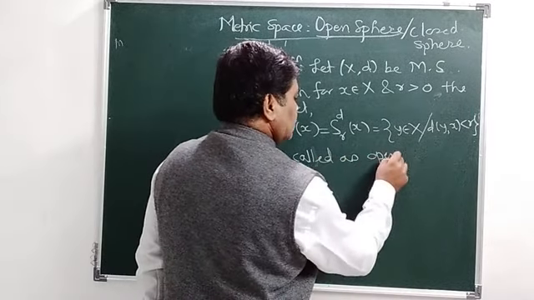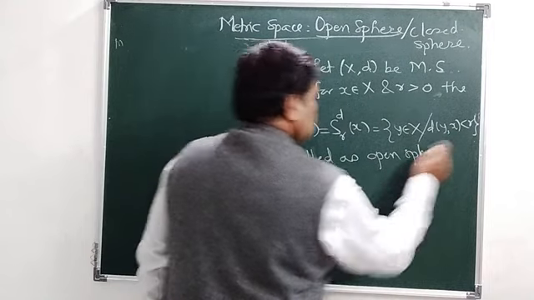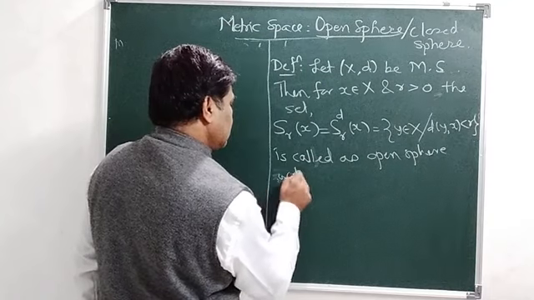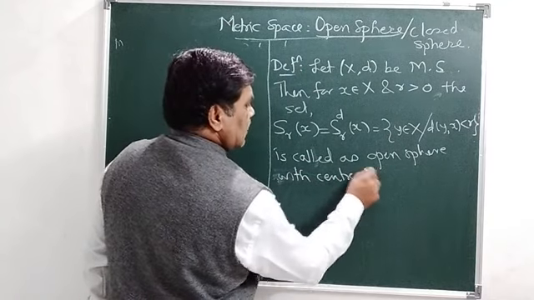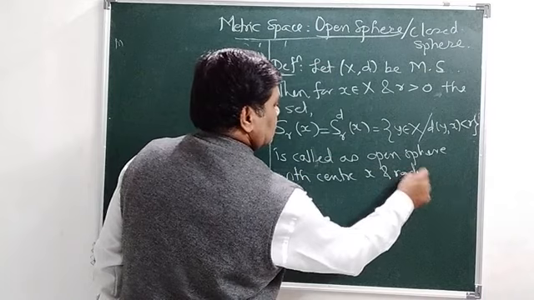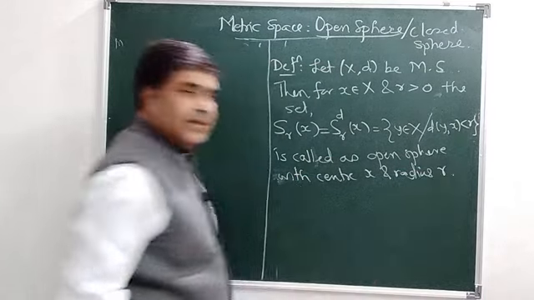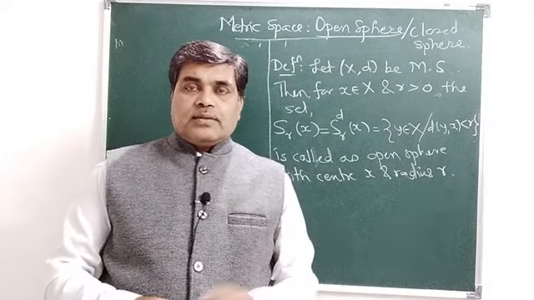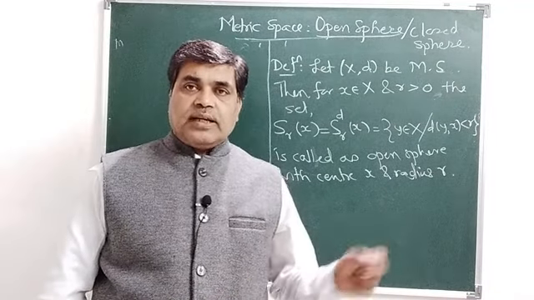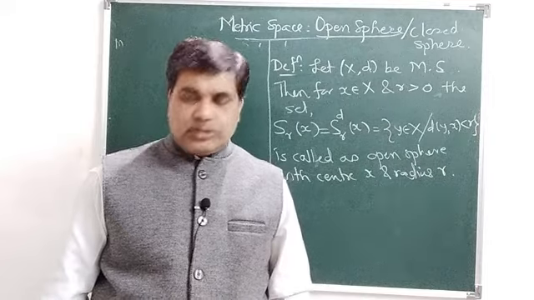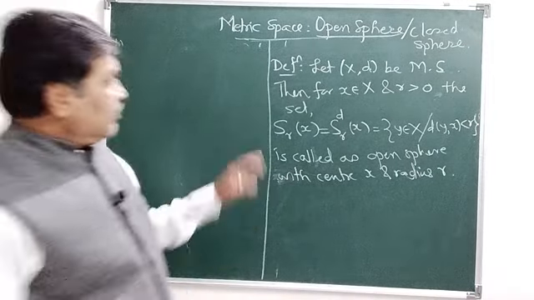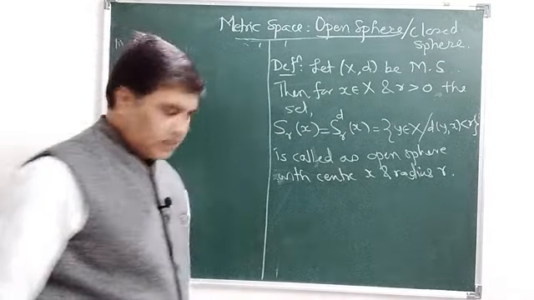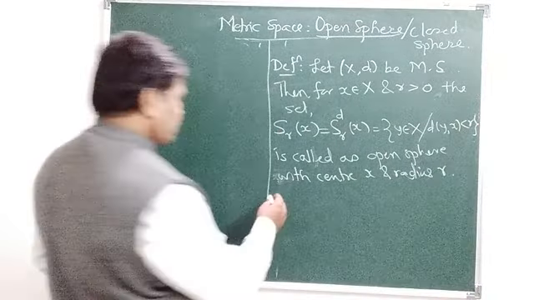It is called the open sphere centered at x, or with center x and radius r. You are familiar with a circle with center and radius greater than 0. So on the same line, we are defining the open sphere here, but it is the interior part of that one.